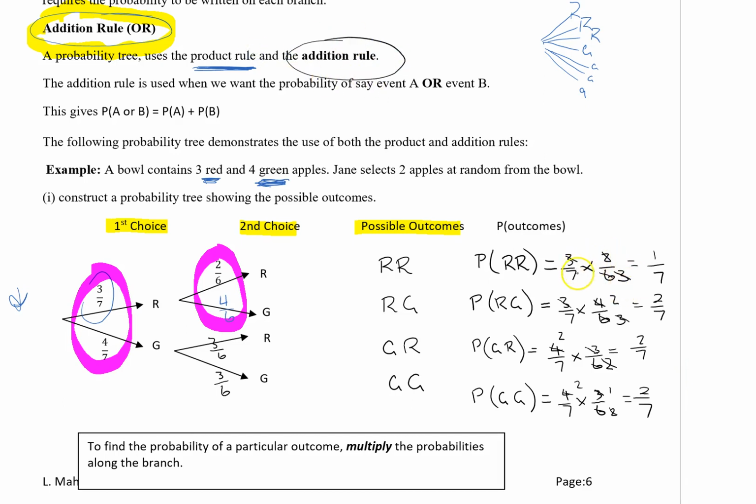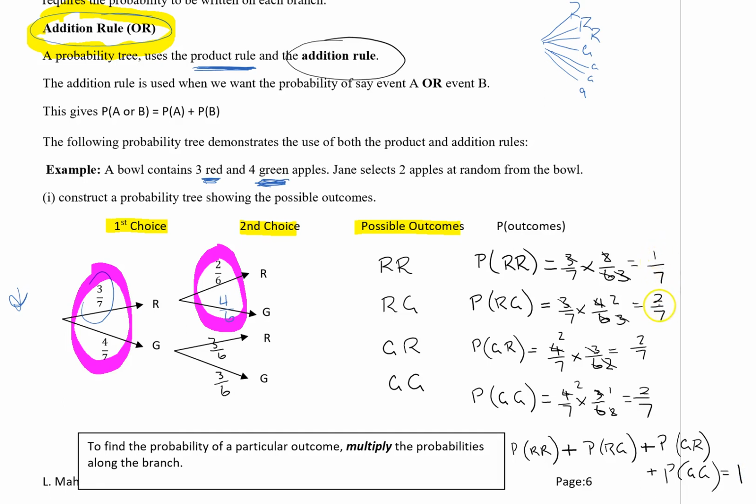Well, if I was to consider all the options, then I would have the probability of a red followed by a red, or the probability of a red followed by a green, or the probability of a green followed by a red, or the probability of a green followed by a green. I know I've covered all options. My probabilities should be 1. And let's just check that they are.